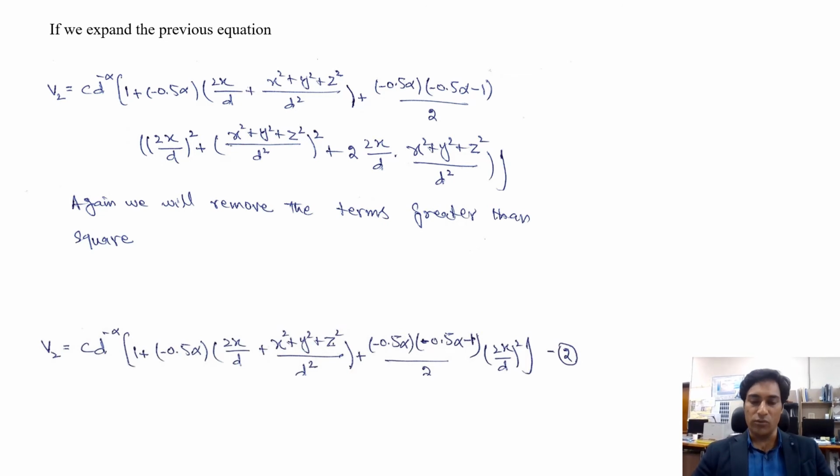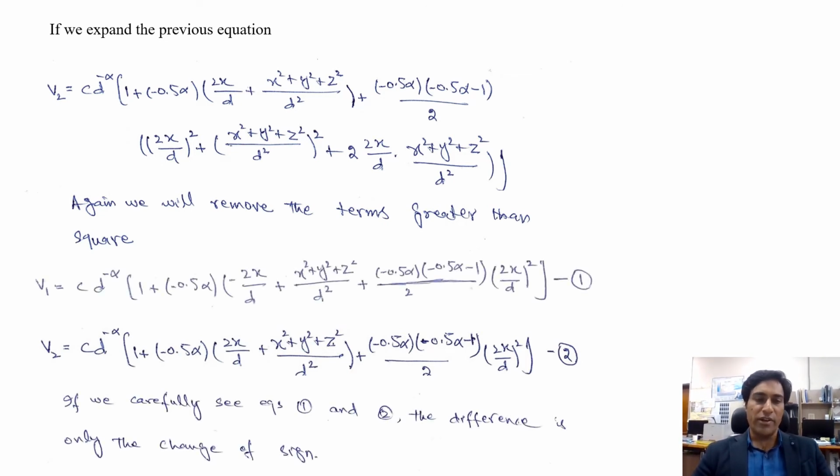This is V2. If we carefully see equation 1 and equation 2, the difference is only the change of sign here. In V1 this term has a negative sign, and in V2 the same term has a positive sign. All the other terms are the same. So the only difference in V1 and V2 is the change of sign.